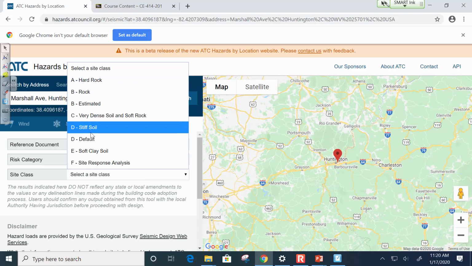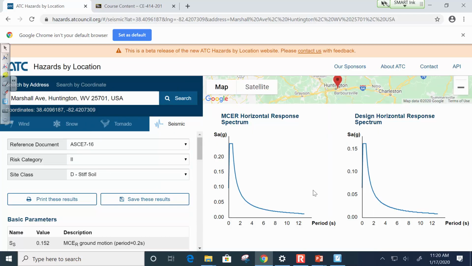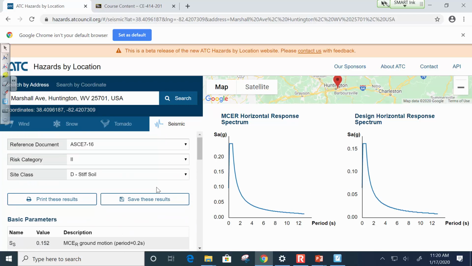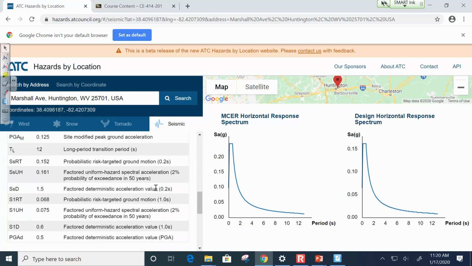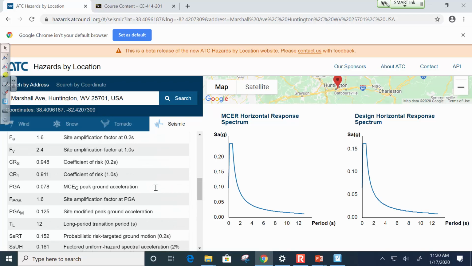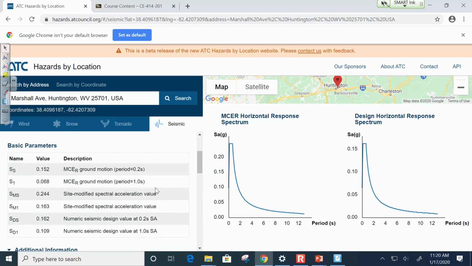Now the default is Class D or stiff soil, but that's just going to be a function of your geotechnical engineer and your structural engineer coming together and saying, okay, this is about what we need to do. So we'll just do Site Class D, and here's what you get. So first off, whenever you generate a seismic report, you get a lot of data. Long transition periods and peak ground accelerations and all this stuff. It's a lot of stuff.